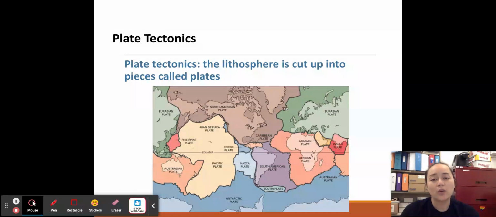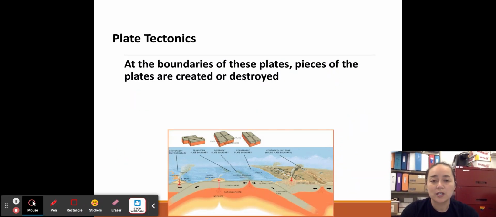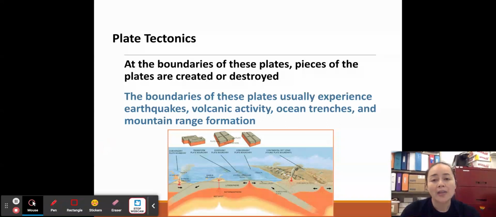You can see that there are different plates called the North American plate, the Caribbean plate, the South American plate, things that you should be familiar with after doing the activity, looking at the plate diagram on your Earth Science reference table. At the boundaries of these plates, where they are interacting, pieces of the plates are either created or destroyed. At those boundaries, we see a lot of earthquakes, volcanic activity, ocean trenches, and mountain range formation. And depending on the way that they're interacting, we have different types of plate boundaries.